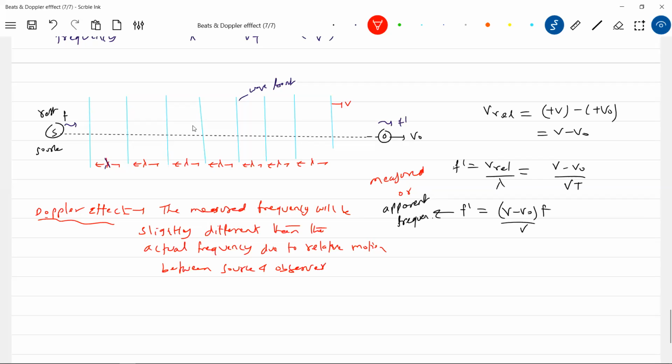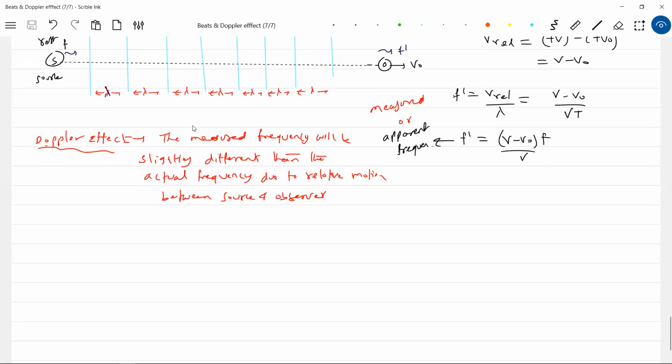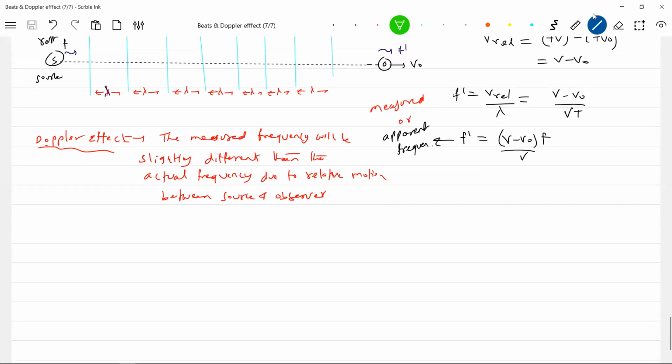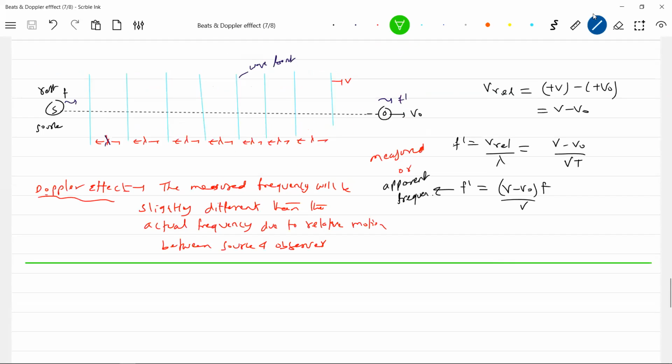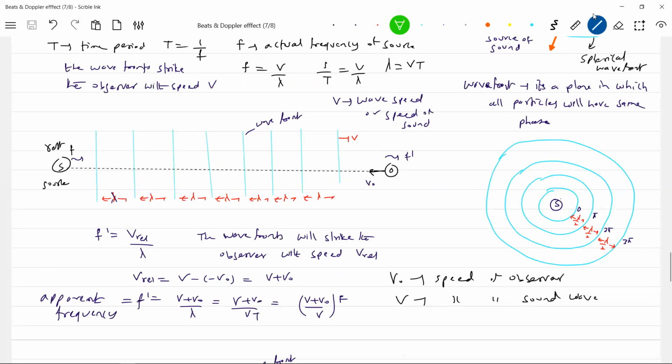So will I hear a sound signal of higher frequency or low frequency if I move away from the source? Low frequency, no, v minus v naught. Earlier it was v plus v naught. Here f dash will be less than f. In the previous case, f dash was greater than f. And now let's make the source be in motion. The next condition we will take. Let me bring this diagram instead of drawing many times.